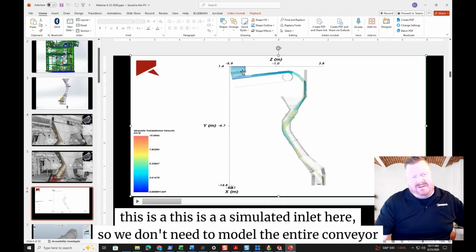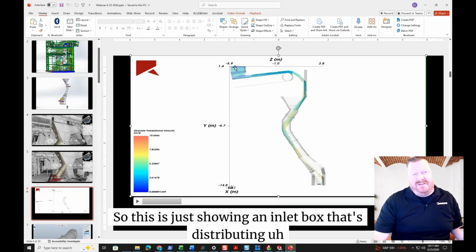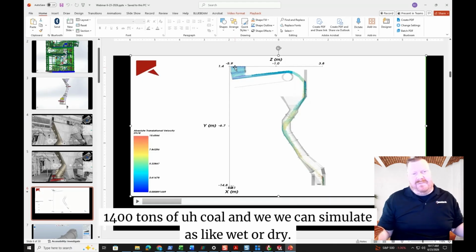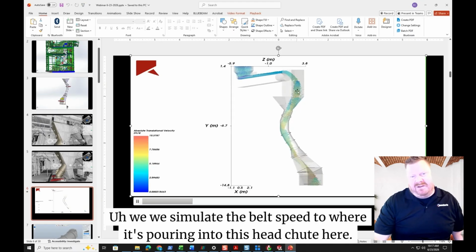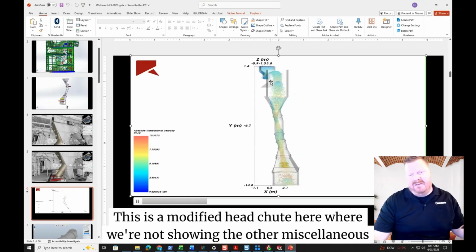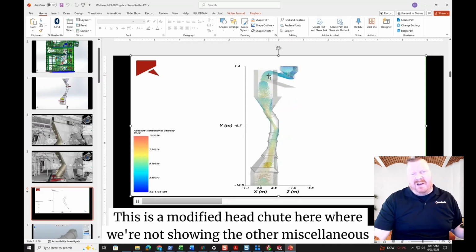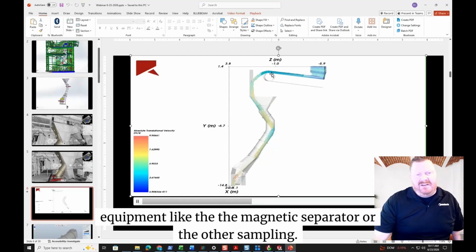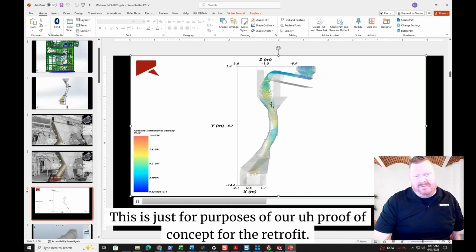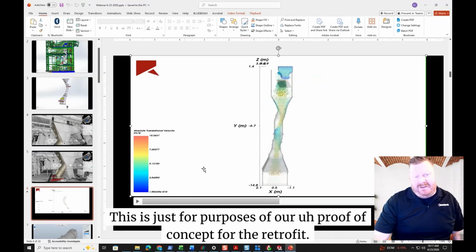This is a simulated inlet here, so we don't need to model the entire conveyor if it's a 300-foot long conveyor. So this is just showing an inlet box that's distributing 1,400 tons of coal, and we can simulate it as wet or dry. We simulate the belt speed to where it's pouring into this head chute here. This is a modified head chute where we're not showing the other miscellaneous equipment like the magnetic separator or the sampling. This is just for purposes of our proof of concept for the retrofit.